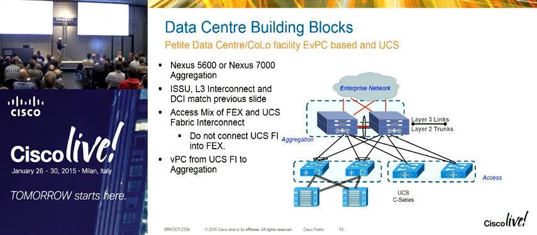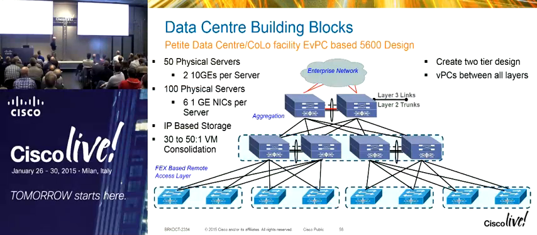Also, you don't want to connect UCS into FEXs. I have a customer that has done that. It's not good. Oversubscription, buffer problems, lots of stuff. So you always want to make sure that the fabric interconnects connect directly into a switch with local switching capability.